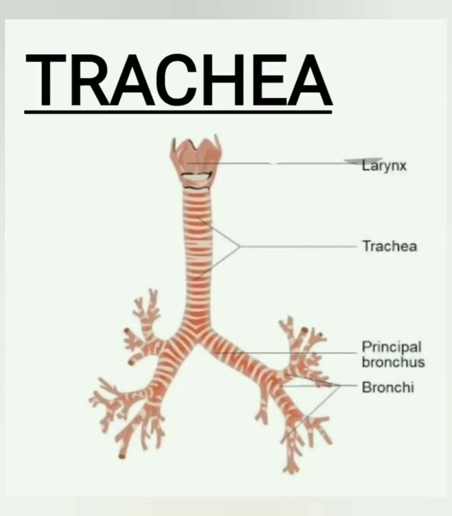The length of the trachea in a healthy adult is said to be 12 centimeters. The trachea is divided into two parts, the cervical course and the thoracic course. The trachea lies in the midline in its cervical course, whereas slightly to the right in the thoracic course.